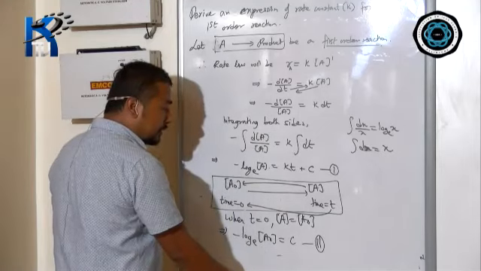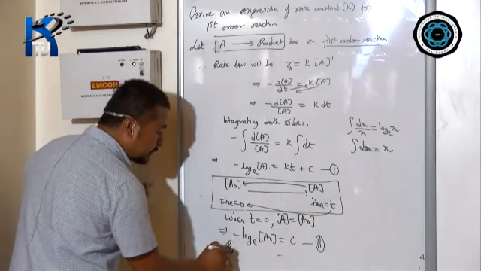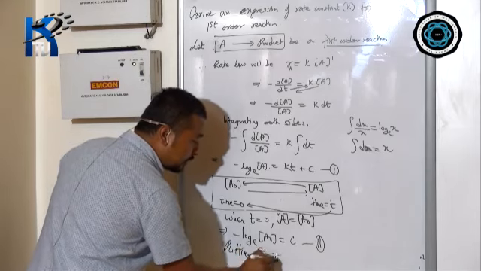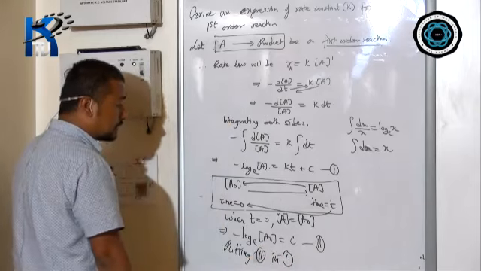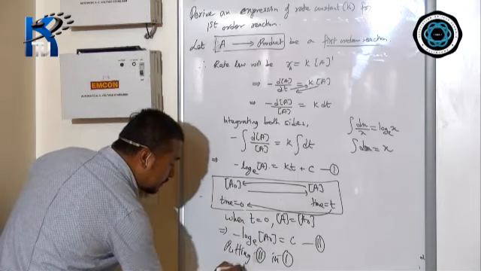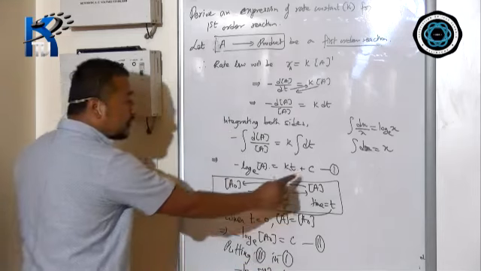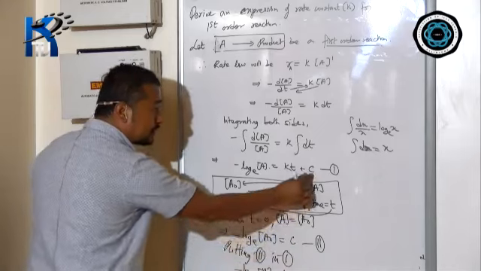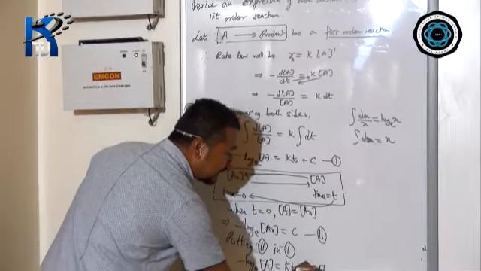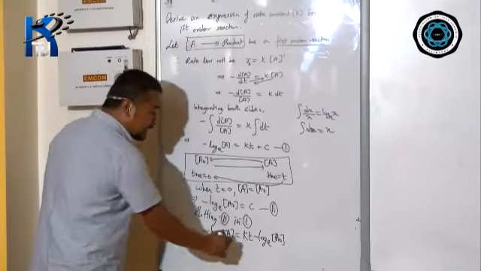Now we are going to put the value of C in equation 1. Putting 2 in 1. Let's see what we get now. Equation 1 is minus log to the base e concentration of A is equal to Kt. Now this C I am going to replace with its value, so C is substituted with this value, which is minus log to the base e A0. So this is how I replace the value of C. Clear?